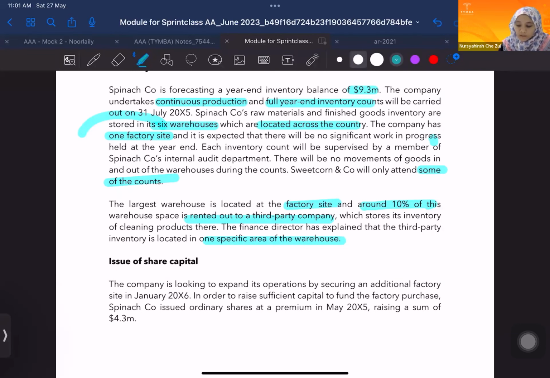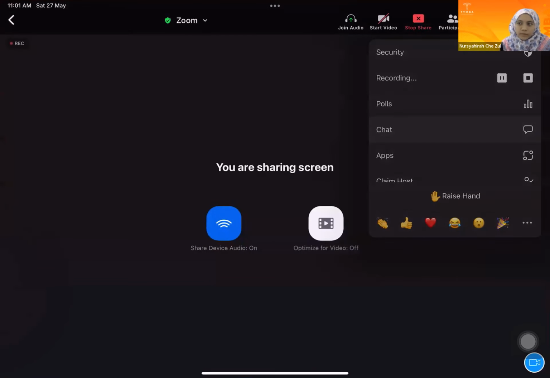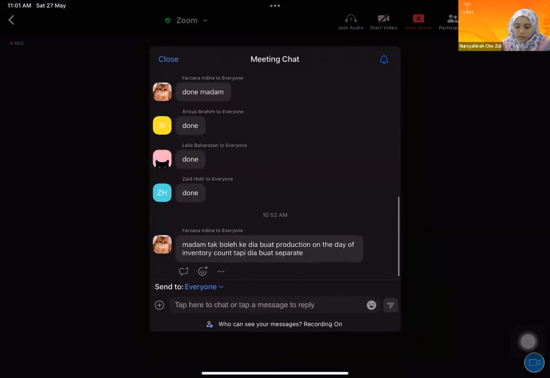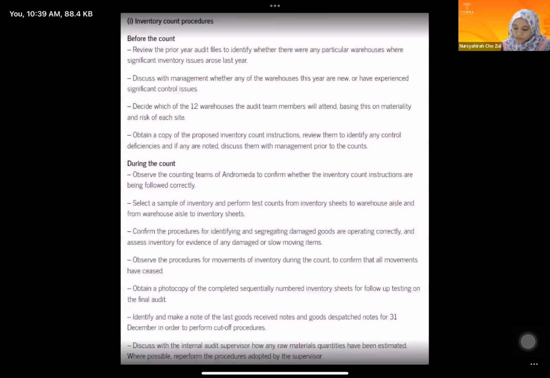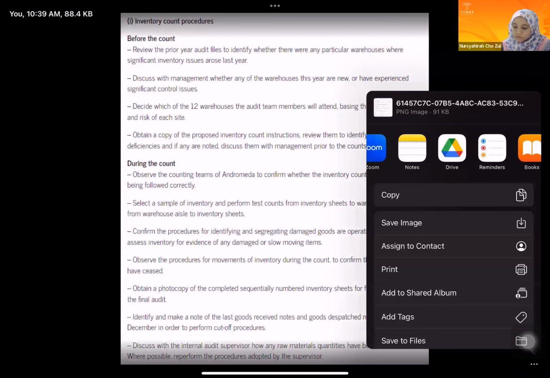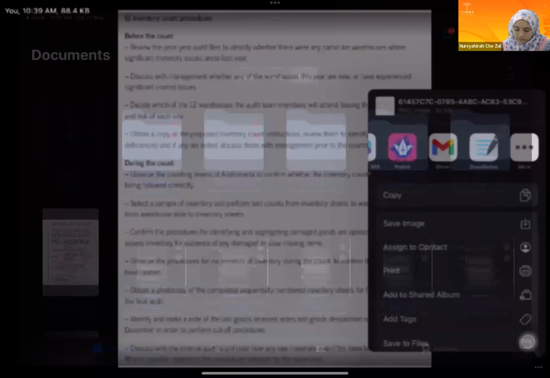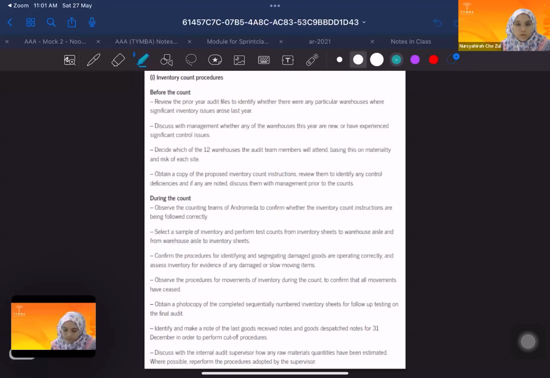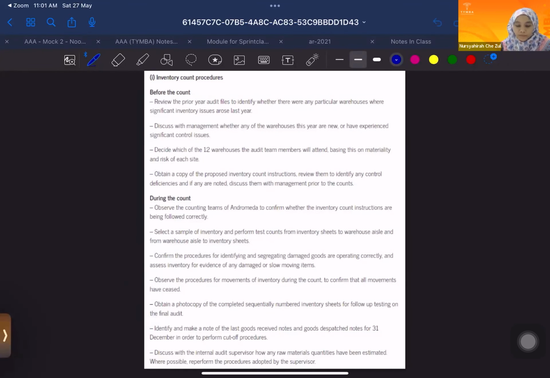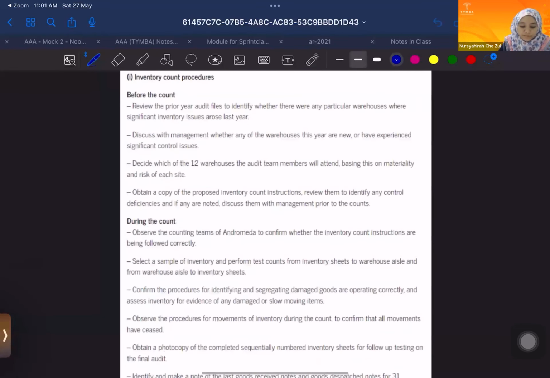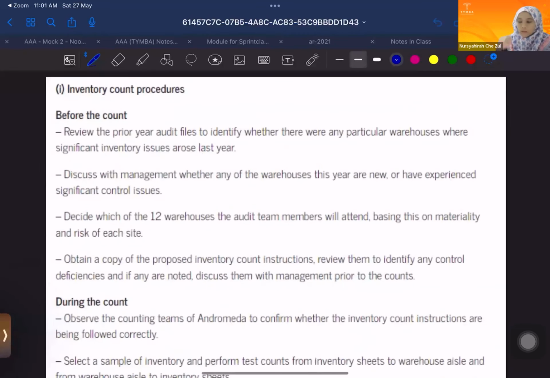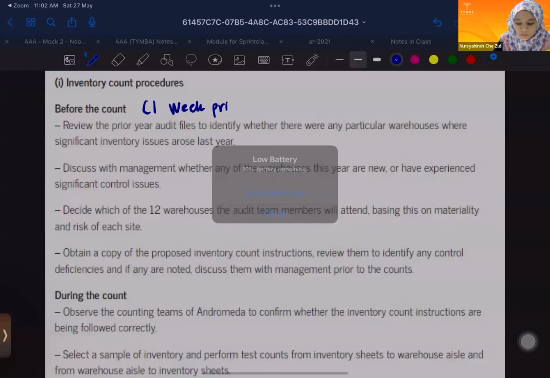Okay, so let's jump straight to the answer. The common answer for this type of question, you can use a general answer, but change it a bit to tailor to the scenario. I have shared with you this file. Okay, so this is a common or general answer relating to procedures to be done by the auditor before the count and during the count. Before the count, you can imagine 1 week prior to the count.